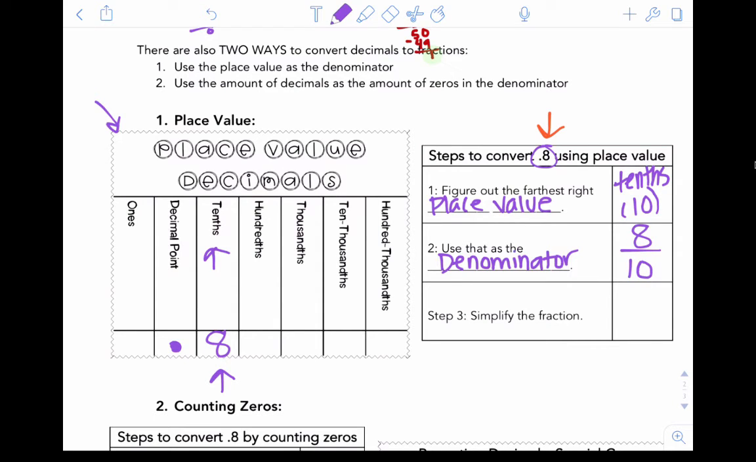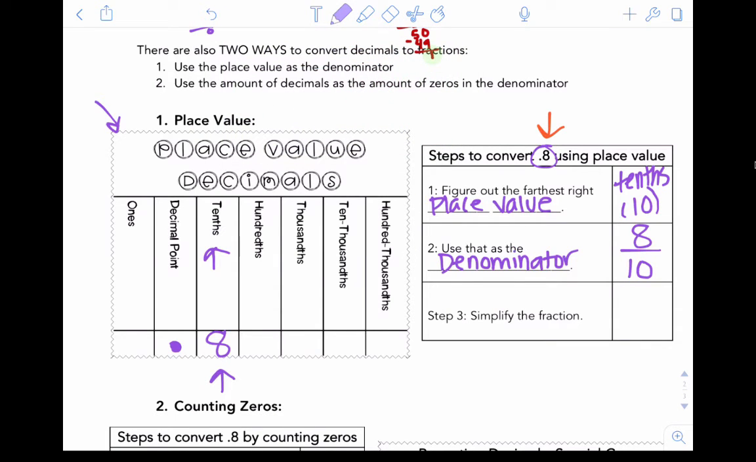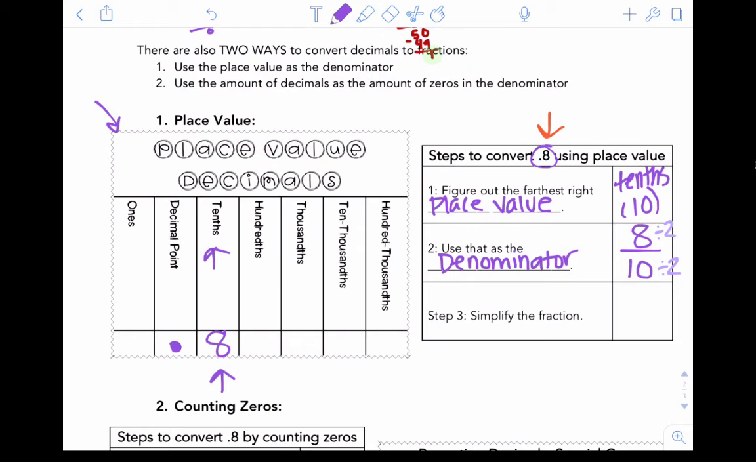And then our final step is to simplify the fraction. With the fraction 8/10, we can divide both the numerator and denominator by 2 since they are both even. 8 divided by 2 is 4. 10 divided by 2 is 5. So 4/5 would be my final answer. I always want you to simplify your fraction. Your answer should always, always, always be simplified.